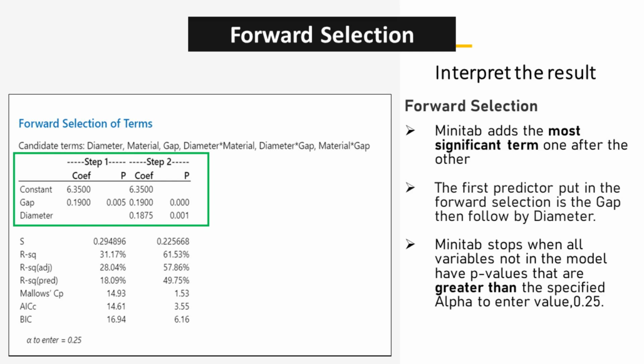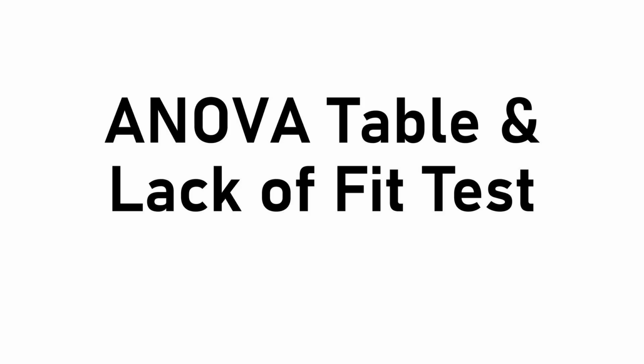Stepwise selection in Minitab prioritizes adding significant terms, optimizing model performance iteratively. Minitab adds the most significant term one after the other. The first predictor put in the forward selection is the gap, then followed by diameter. Minitab stops when all variables not in the model have p-values that are greater than the specified alpha to enter value 0.25. ANOVA tables and lack of fit tests are crucial for understanding model adequacy and the significance of factors.